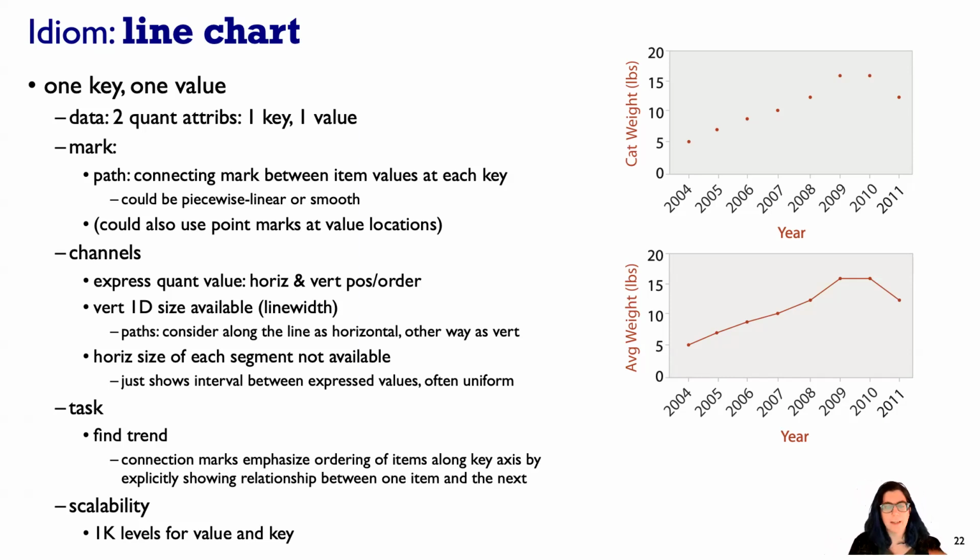So what do we use this for? Well, it's really all about trends. It's about noticing the shape of that curve, of that path. To decompose this, to analyze this, the connection marks are emphasizing the ordering of the items along the key axis by explicitly indicating the relationship between one item and the next. So it's a sort of interesting property of those. From a scalability point of view, we could definitely have 1,000 levels across if we needed to. We could have 1,000 levels up and down, because remember, we've got our 1,000 by 1,000 pixel display that we're thinking about. So we were using this very fine-grained aligned position channel, so we're able to use really the maximum there.